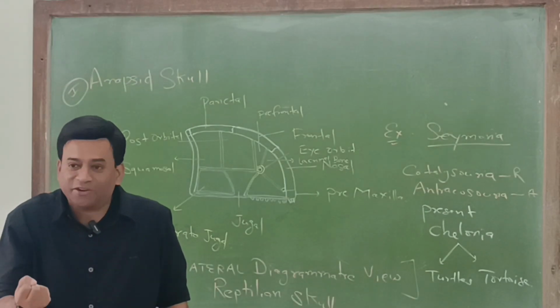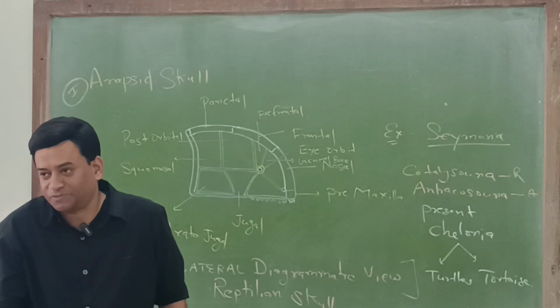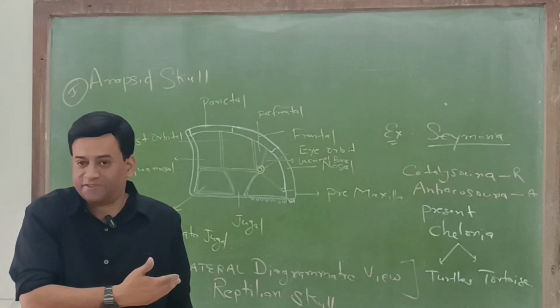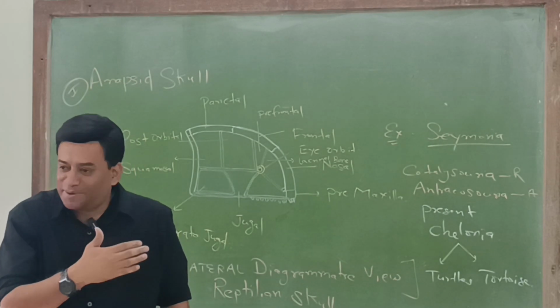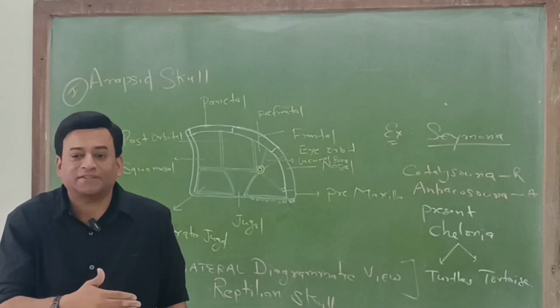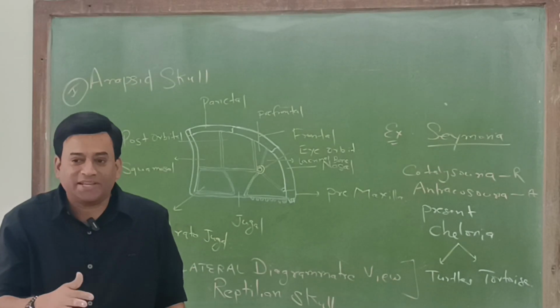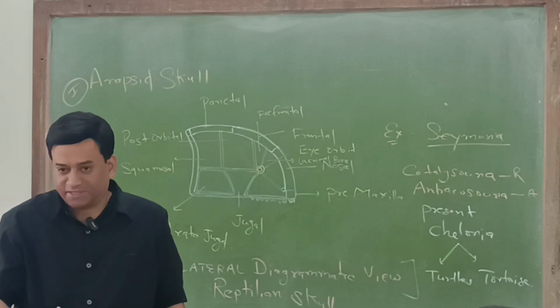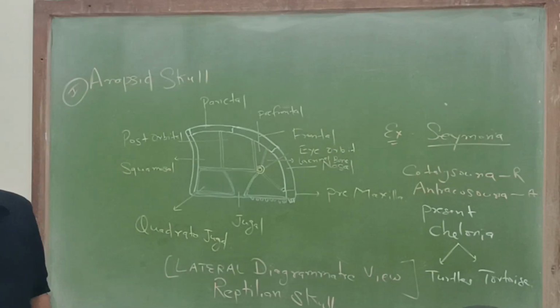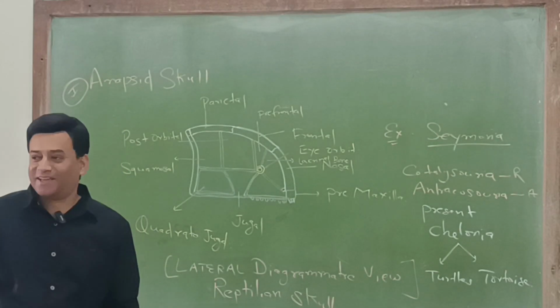So the skull cannot carry the weight of the teeth. This is the primitive condition that was found in the extinct reptiles and the present day Chelonia group, which consists of the tortoise and trionyx and turtles and all these things. Got my point? So now make another diagram.